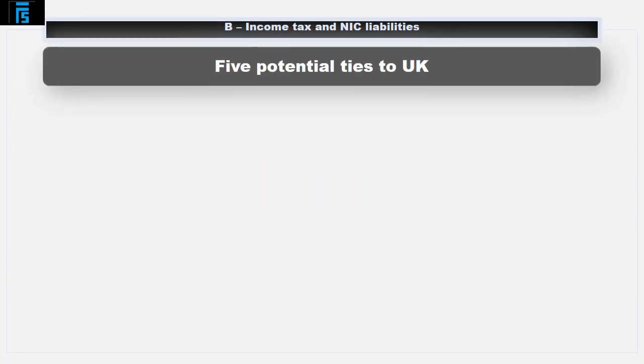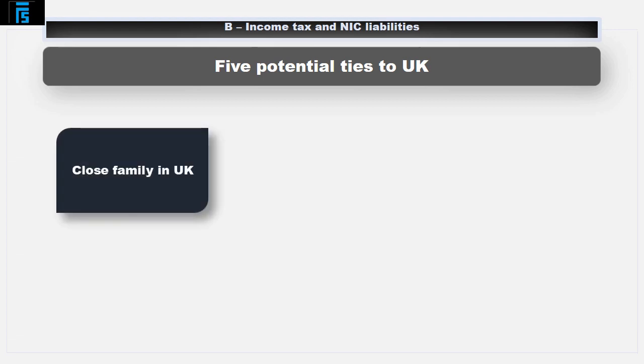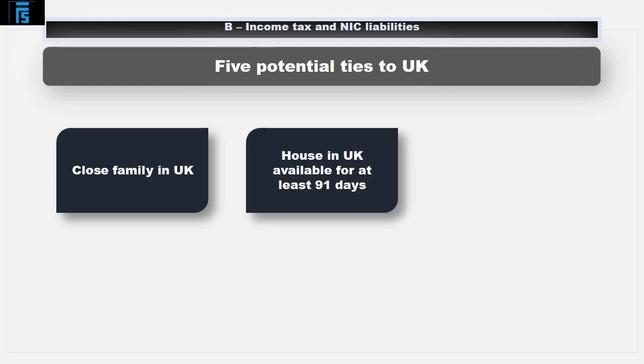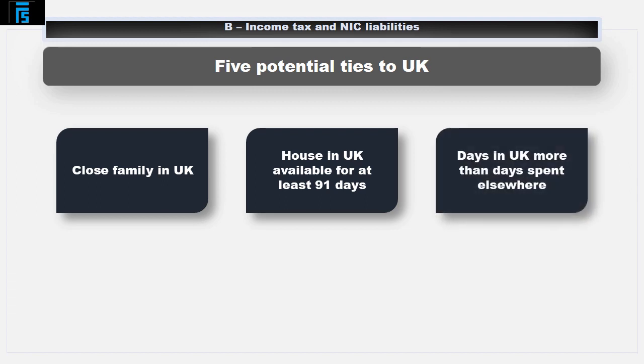There are 5 potential ties to the UK. The first is where we have close family living in the UK, like spouses and children under the age of 18. The second is where we have a house in the UK available to us for at least 91 days of the tax year. For those who are not resident in the UK for any of the 3 previous tax years, the days in the UK totaling more than the number of days spent in any other country would count as another tie.